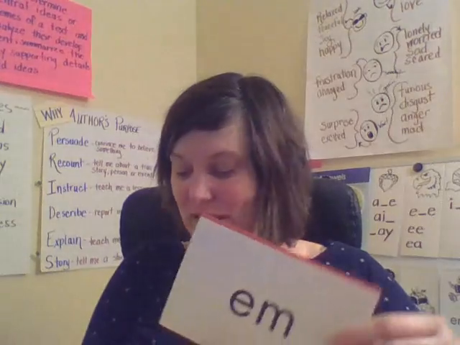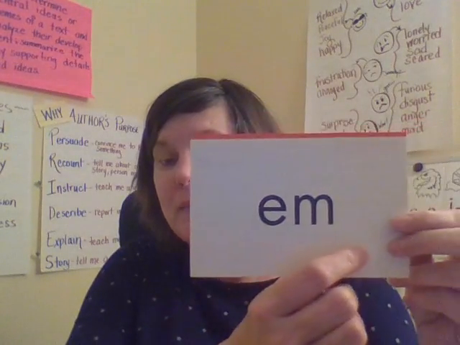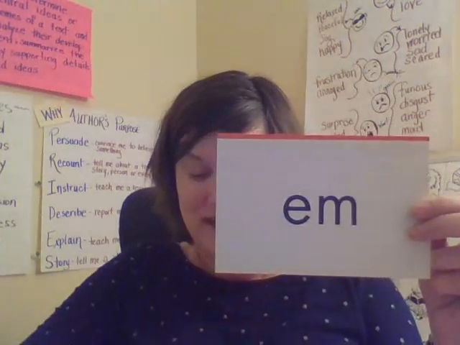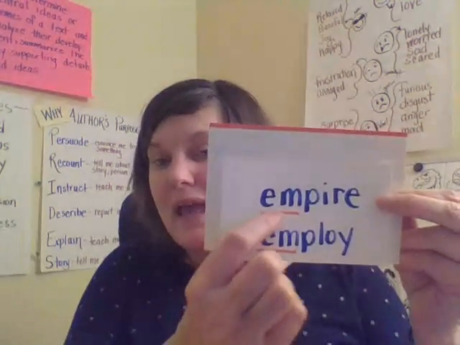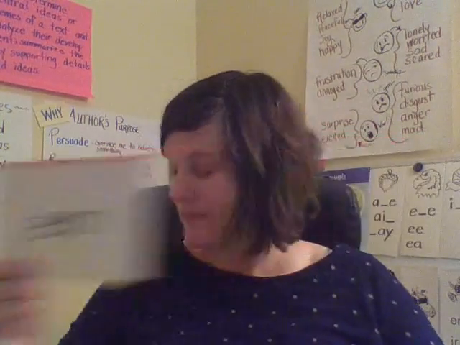The third sight syllable I'm going to introduce you to is im. Together, im. Your turn. Good. This is like in the words empire or employ. So this says im.